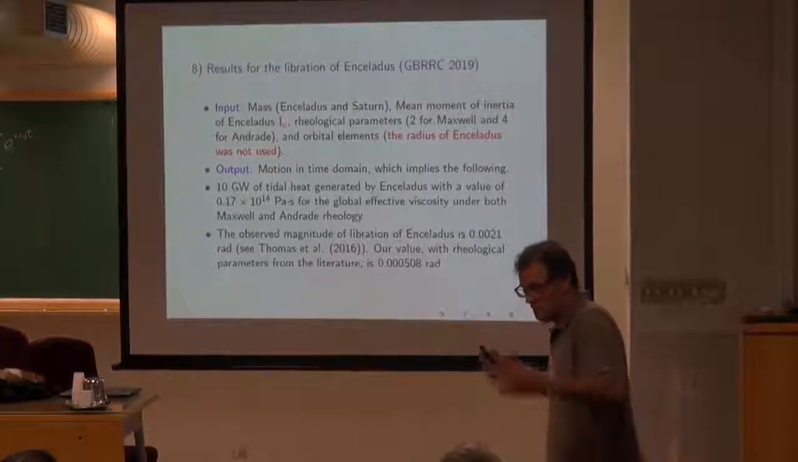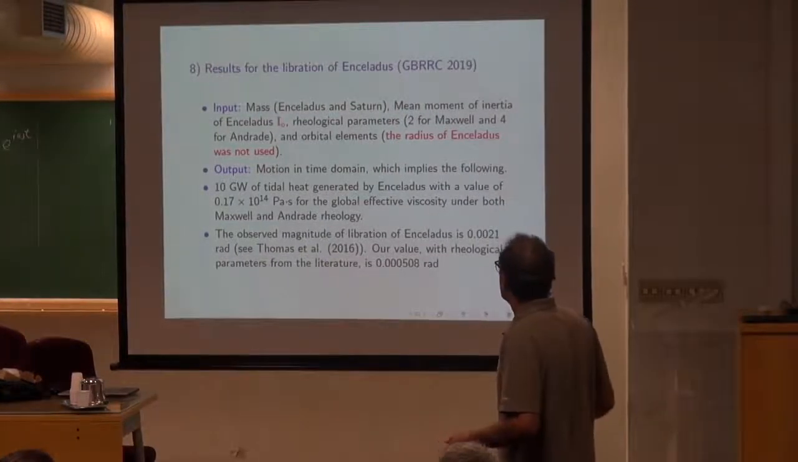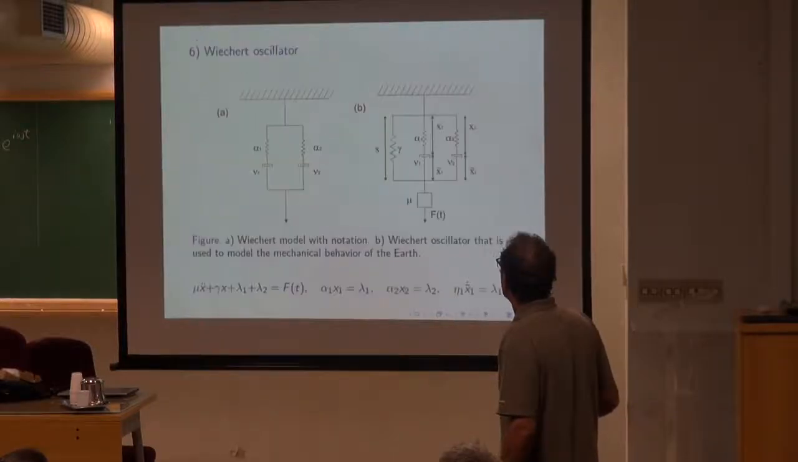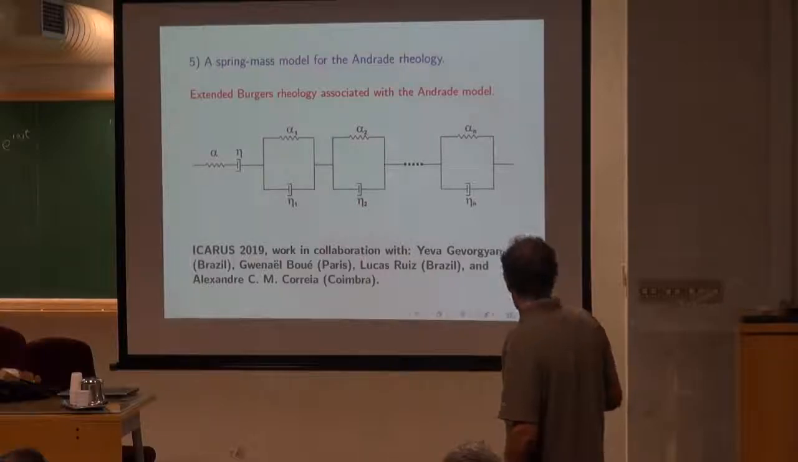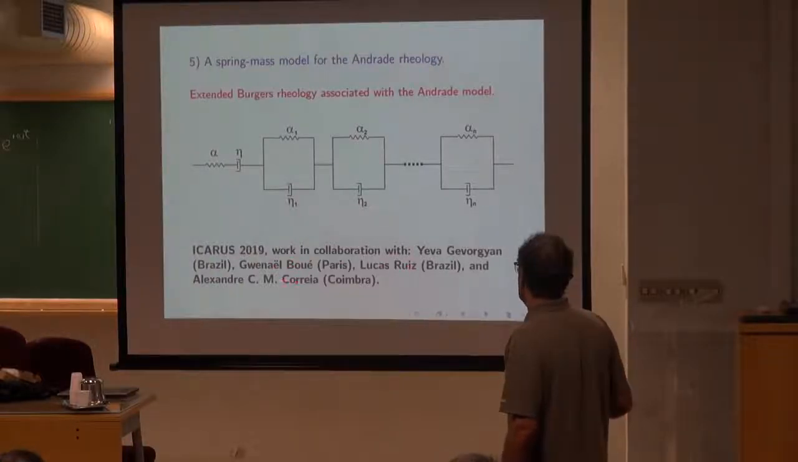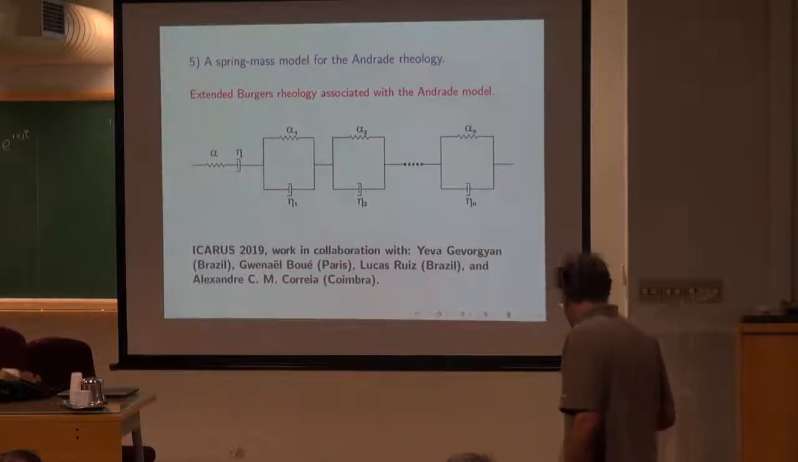In principle, I'm collaborating with other people here. Let me just give the names, it's important to give the names, right? Here is the paper of these people. This is a student of mine, she's finishing her PhD. This is a guy at the Observatory of Paris. Lucas, who is a former student of mine. And Alexandre Correia is an astronomer in Coimbra.